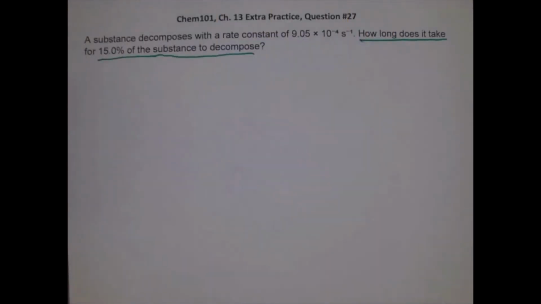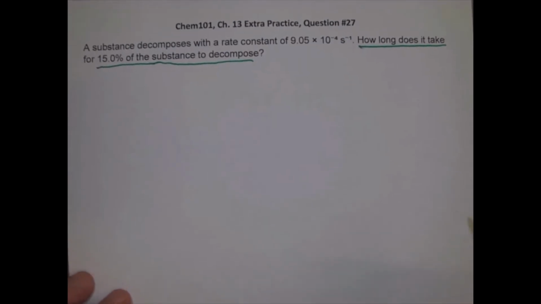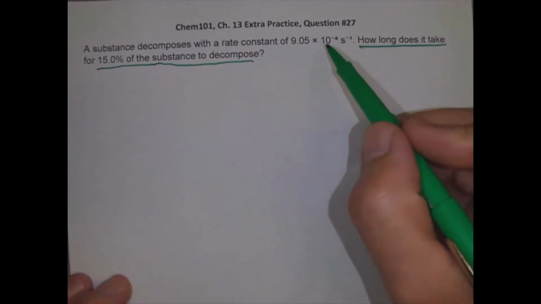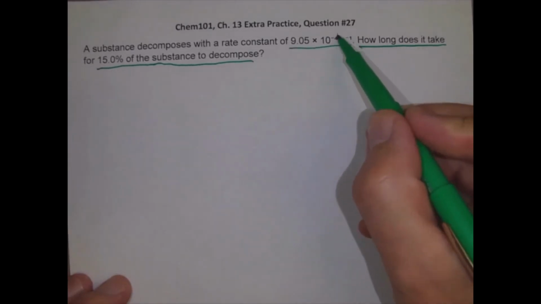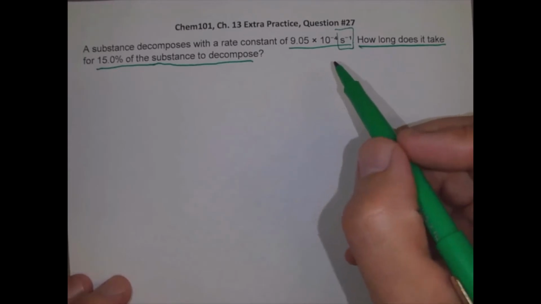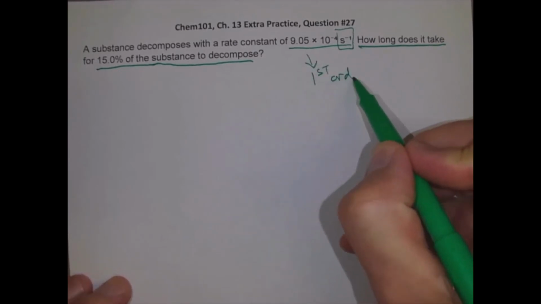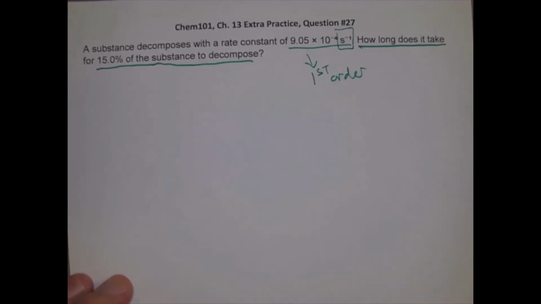All right, and so what clue do we have in this problem that tells us which one of those integrated rate laws to use? Well, in this case, it's a little bit hidden because it's hidden in the units of the rate constant, that units of inverse seconds. So those units come from first order reaction kinetics, okay, and remember why.